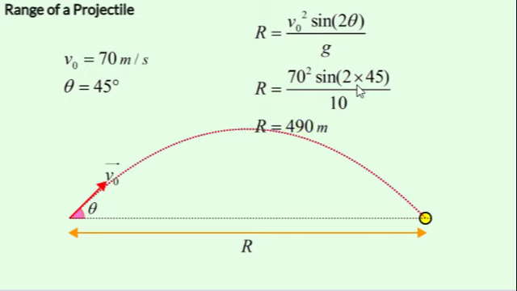So the range of the projectile is also dependent on the initial launch speed and the launch angle. But as far as the launch angle is concerned, it is quite clear that in order to maximize the range or throw it furthest for the same speed, the launch angle would have to be 45 degrees. That way, sine of 2 theta would be 1 and the range would be maximized. But more on this in the next lesson.